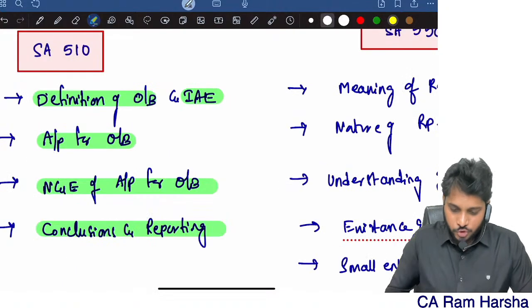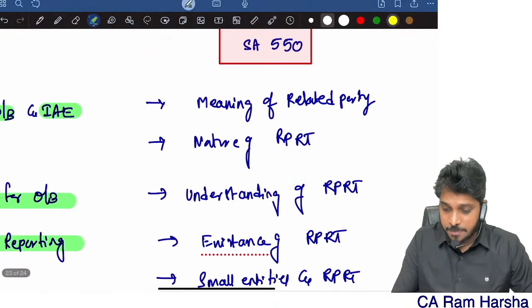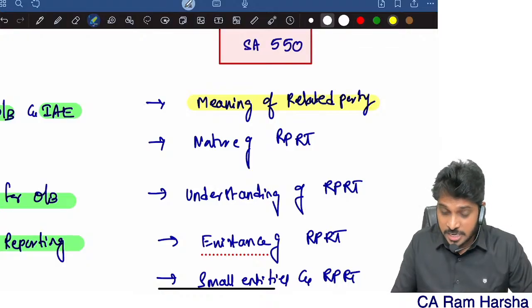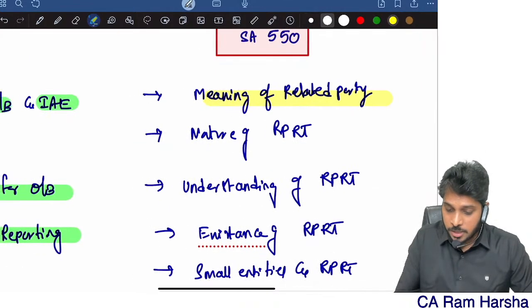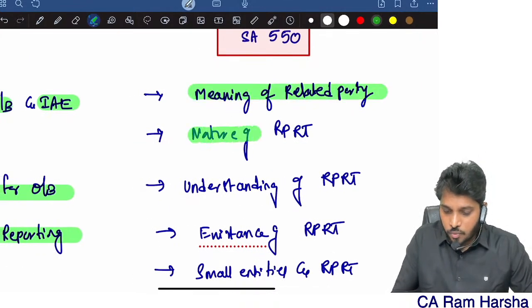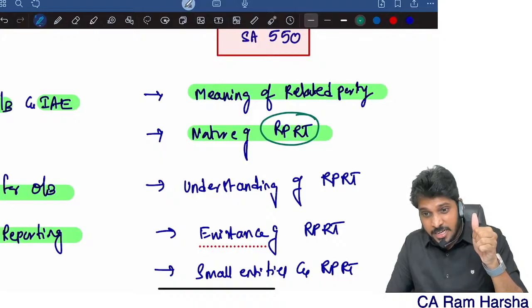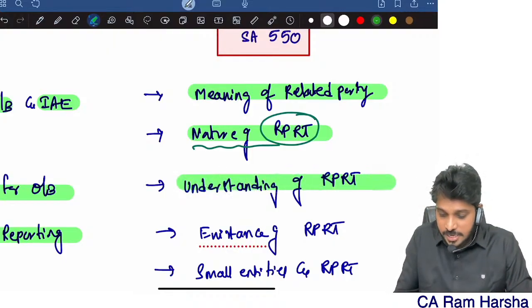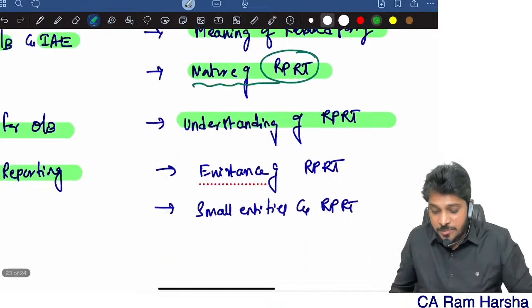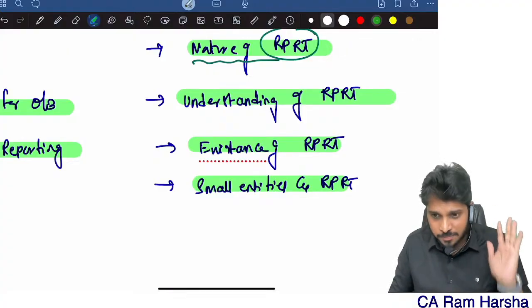Now look at this. 510 is over. Now 550. There are totally 5 concepts that we need to understand in related parties. First, we need to understand the definition of related party. Many do not pay attention to the definition, but the definition of related party is very important. Then, what kind of related party relationships? Here there is a term called RPRT, related party relationships and transactions. We need to understand the nature of related party relationships and transactions. Then we need to understand the entity's understanding of related party relationships and transactions, existence of related parties, and small entities, how related party relationships will be there.